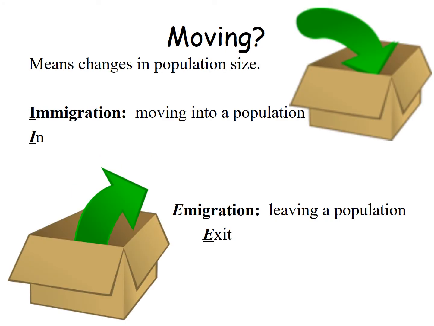There are two ways of moving in regards to a population. There's immigration, which means you move into a population. And there's emigration, meaning that you leave or exit a population.